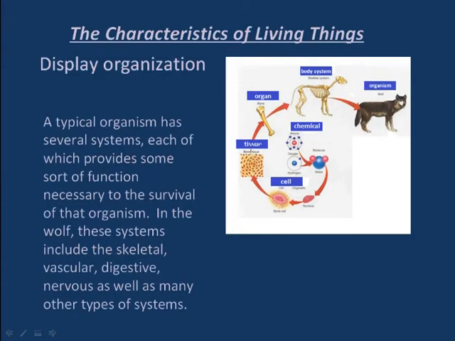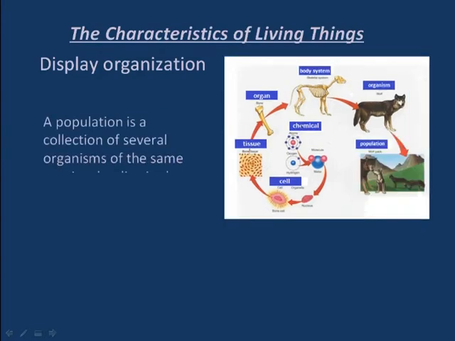A typical organism is comprised of several systems, each of which provides some sort of necessary function to the survival of that organism. In the wolf, these systems include the skeletal, vascular, digestive, nervous, as well as many other types of systems. A population is a collection of several organisms of the same species, and they all live in the same geographical area. To be part of the same population, there must be the potential for interaction and the ability to reproduce with each other.